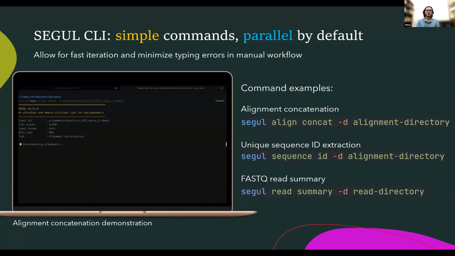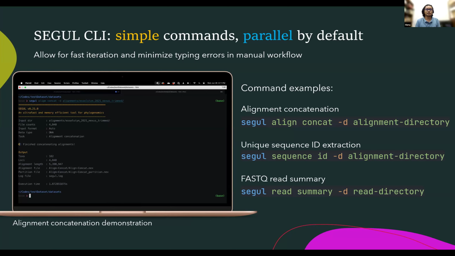For the command line application, we wanted to keep it simple, because the more complex you make your command line, the more chance that people are going to make errors when they type it, and some people are not used to using the tab key on their keyboards. So with this simplification, it helps people who are not used to using command line applications. And for most tasks, you don't even need to input the file format.